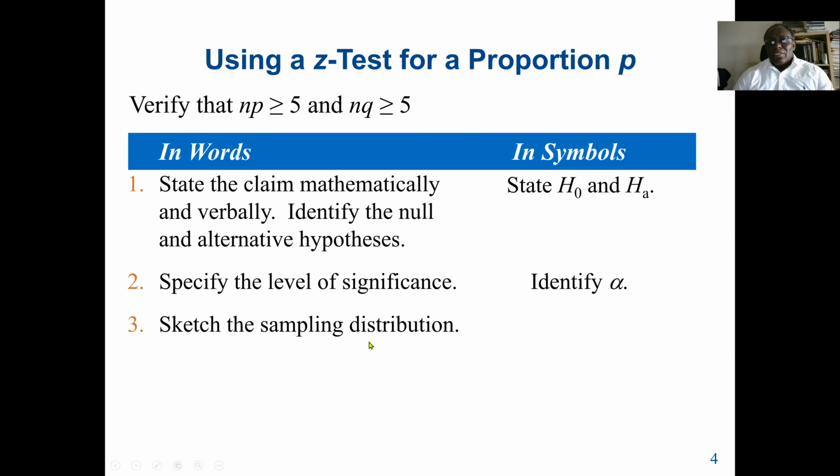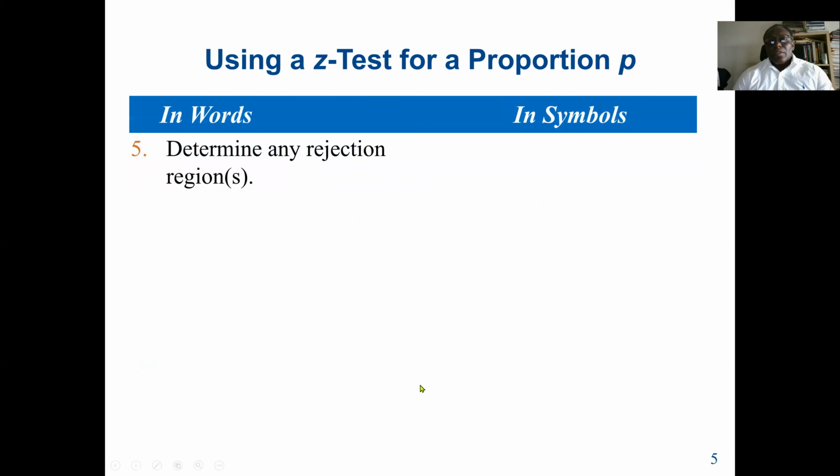Then next, we sketch the sampling distribution. Then we determine any critical values, same step, same concept as we did in our previous lecture, using again the population mean. Then we determine the rejection area if there is.